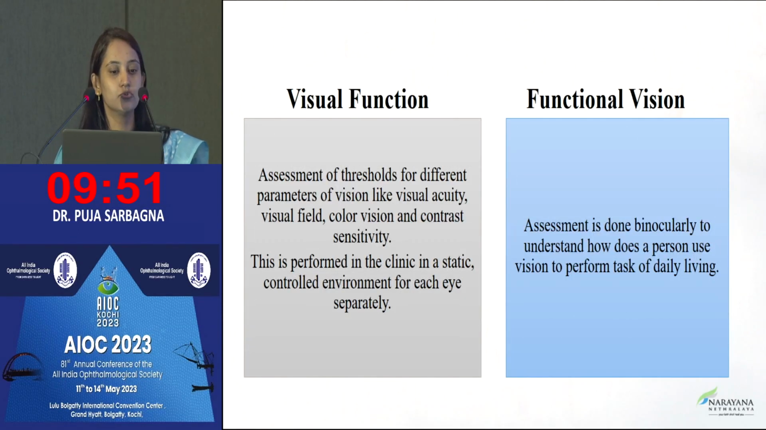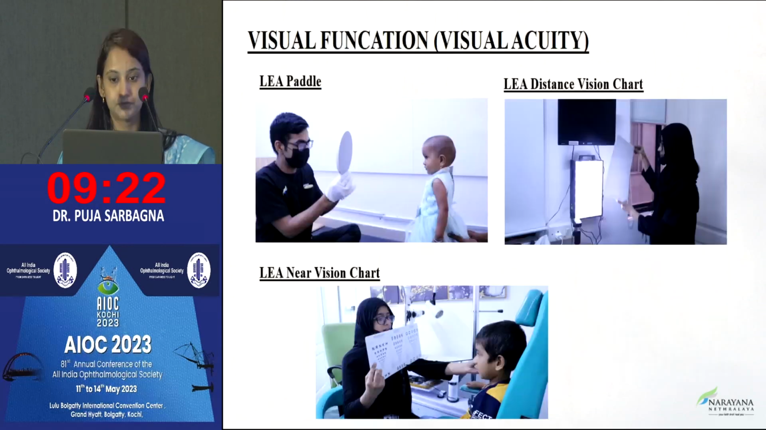So what is visual function and what is functional vision? As the history part is already done, that is the main thing we check for functional vision. And visual function means the visual acuity, color vision, visual field, and contrast sensitivity. Visual function we check uniocularly, and for functional vision, how the child is doing, we do the assessment binocularly, and how the child performs their daily living activities, that is functional vision.